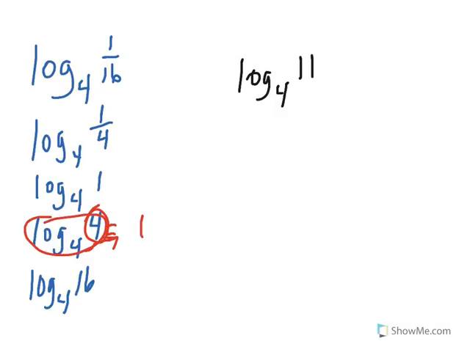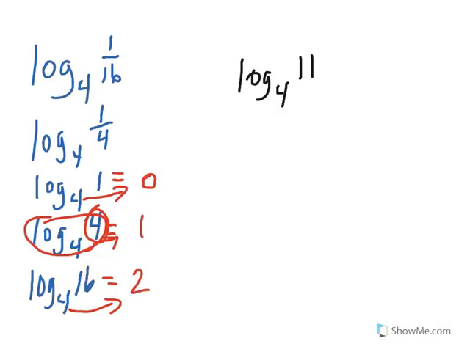And now if we take that approach over here, 4 to the what power equals 1? Well, anything to the 0 power equals 1. How about 4 to the what power equals 16? Well, that would be 4 squared, so 4 to the 2.